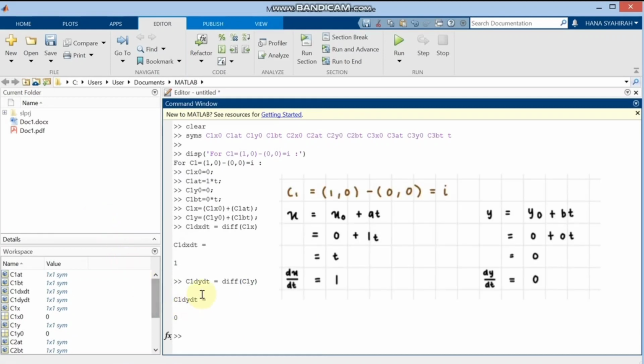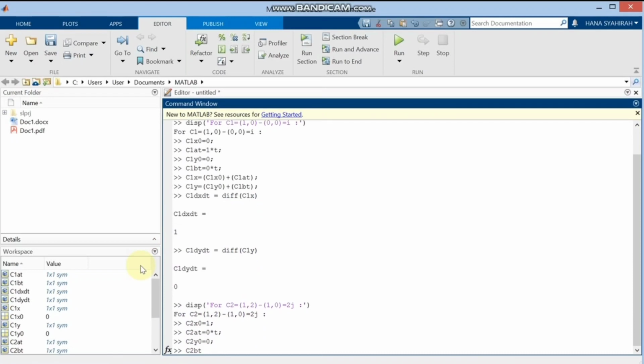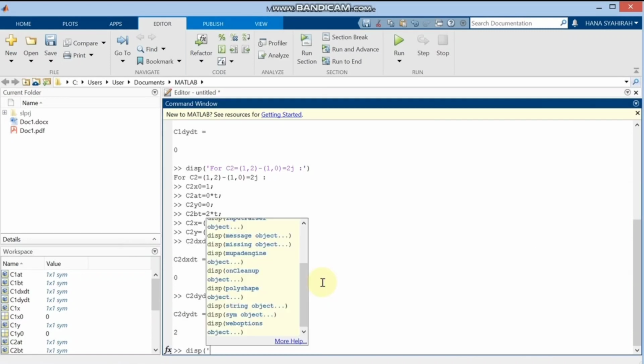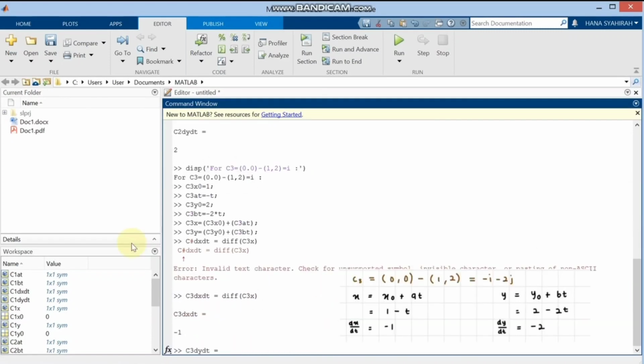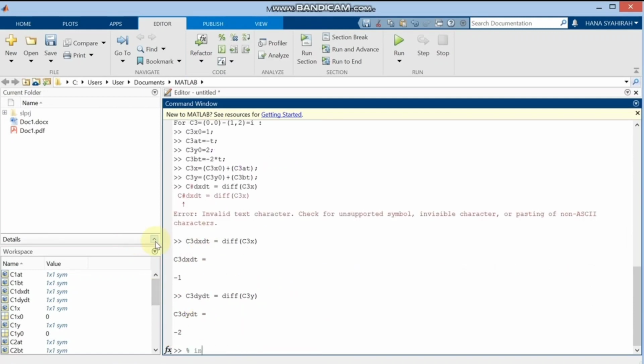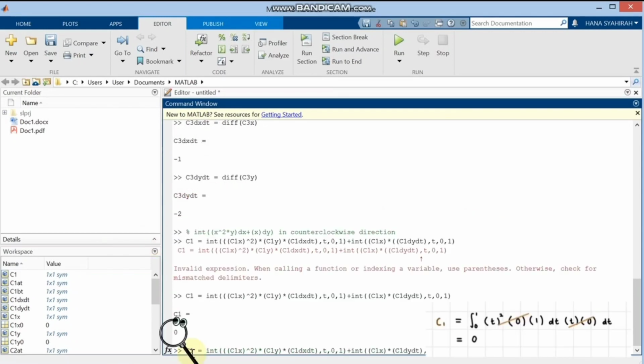Here is the proof that the manual calculation and this simulation give the same answer. So we continue this step for C2 and C3, and for C2 we got the same answer, which is 0 and 2. For C3 we also get the same answer, which is -1 and -2. After that, we need to find the integral of x power of 2 y dx plus x dy in the counterclockwise direction. Here we got the answer 0, the same answer as the manual calculation.